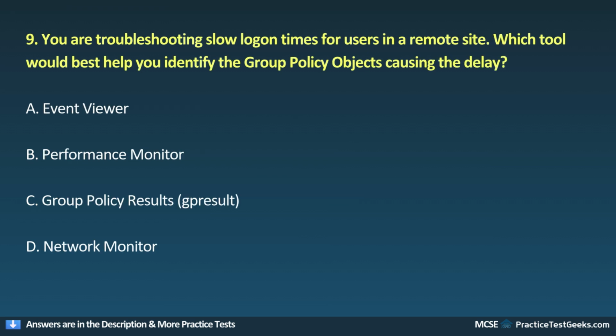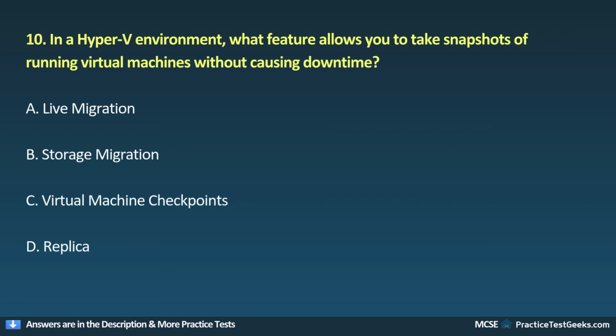9. You are troubleshooting slow logon times for users in a remote site. Which tool would best help you identify the group policy objects causing the delay? A. Event Viewer. B. Performance Monitor. C. Group Policy Results. D. Network Monitor.